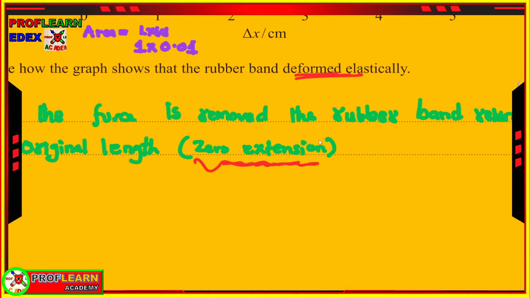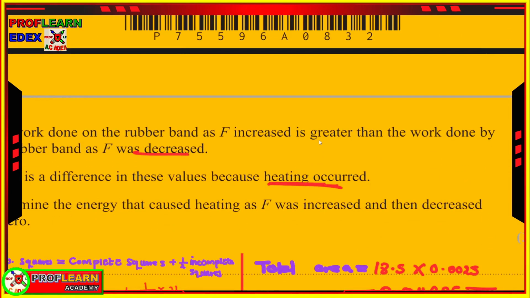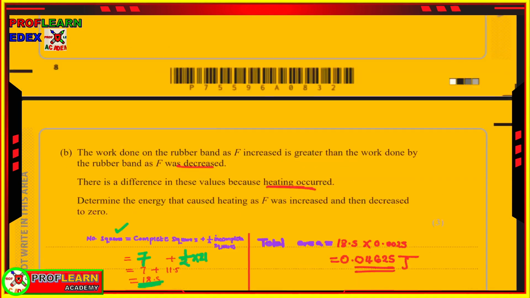So the total number of squares we are going to have here is going to be the complete squares plus a half of the incomplete. So 7 were the complete ones, incomplete were 21. So you have to say 7 plus a half times 21. So that becomes 17.5.